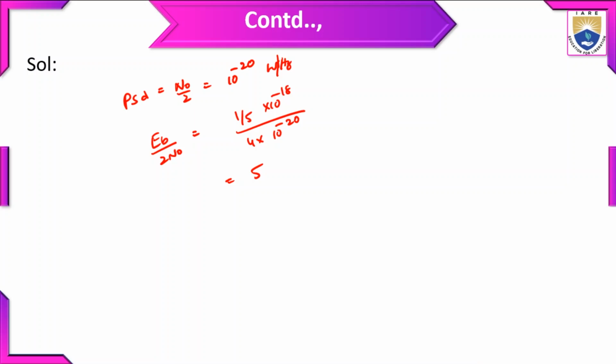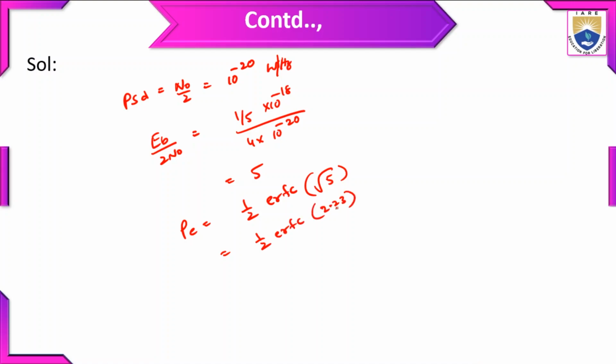Okay. So probability of error is equal to 1 by 2 erfc of square root 5. Why? Because it is 1 by 2 erfc of square root of Eb by 2N0. So Eb by 2N0 value we got is 5. So we substitute this, root 5. So 1 by 2 erfc of root 5, value is 2.23.